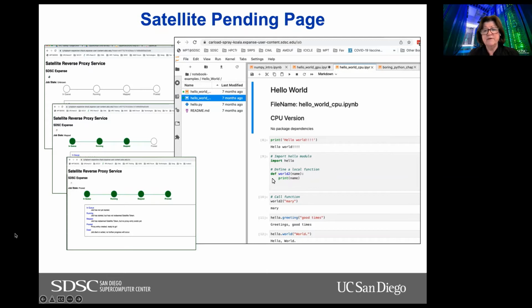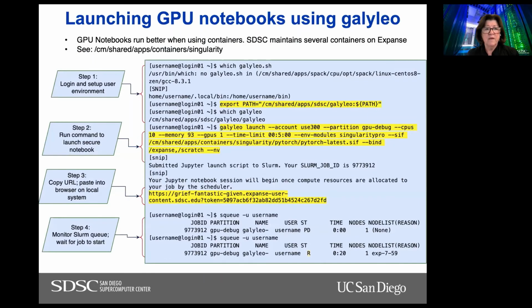And so you can run Hello World or some other notebook type thing. Over here, you can see that it's just beginning, it's in the queue, then it gets mapped. That's something happening inside the satellite reverse proxy service, and then it's ready to run. And at that point, your notebook or JupyterLab service will be running. So GPU is the same way. You just have to make sure in your command that you're mentioning that it's GPUs.